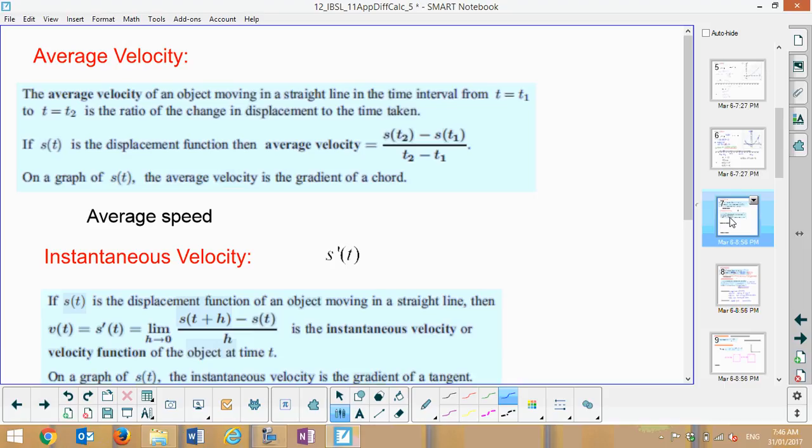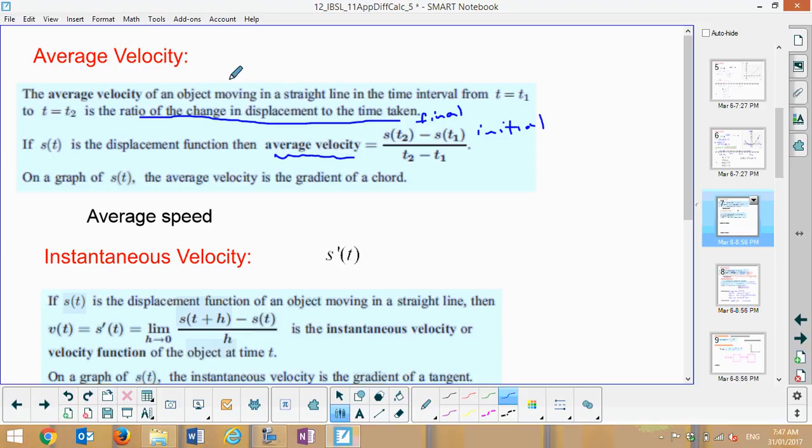So summarising these main terms that we need to know, apart from displacement and distance travelled, we've got velocity. So average velocity is for an object moving in a straight line from an interval t equal to 1 to t equal to 2. In this case, remember, if it's an average, we're talking about the ratio of the change in displacement over the time taken. This is what you would have done up to year 10, where you get the final position minus the initial position. Final position, initial position, over the change of time.